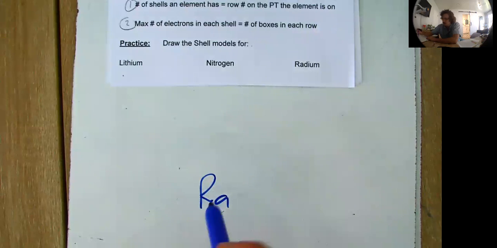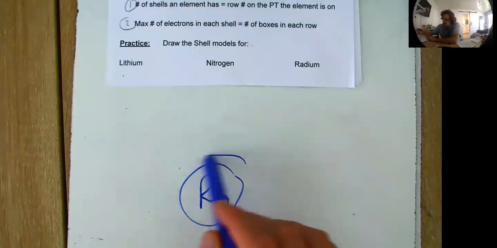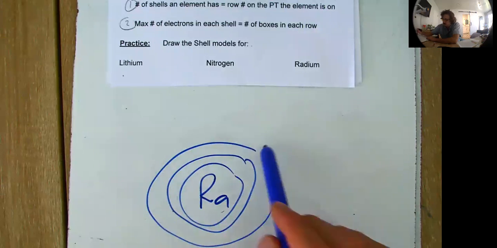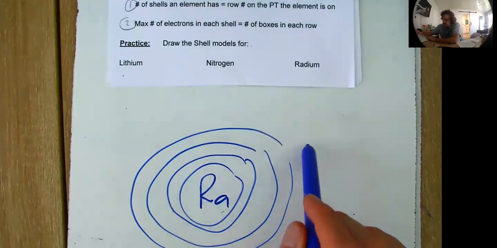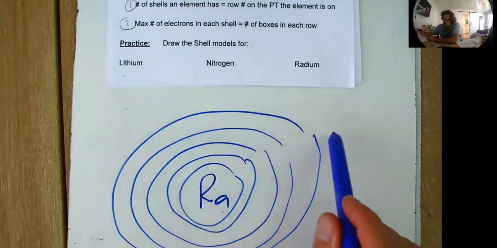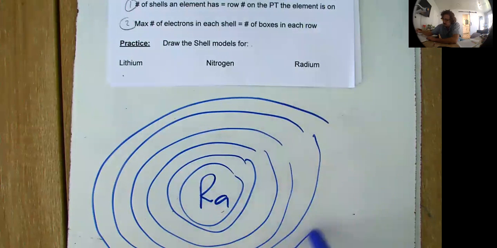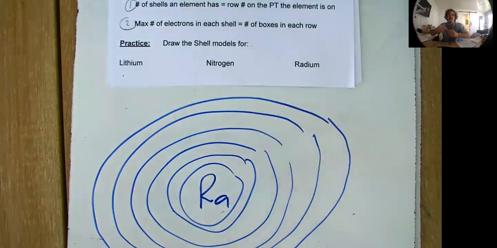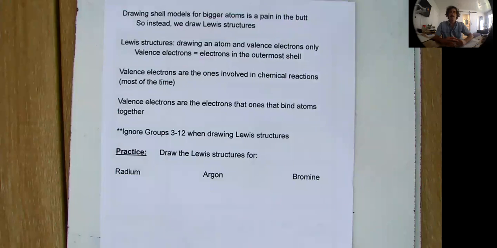So there's a symbol for radium. Here's the first shell, second shell, third shell, fourth shell. Okay, how many is that? I don't even know. Okay, so this is annoying. Anybody else agree? Okay, good. If you like drawing that many circles, you got problems. Hey, fool, nobody likes to draw shell models. All right, that was fun.